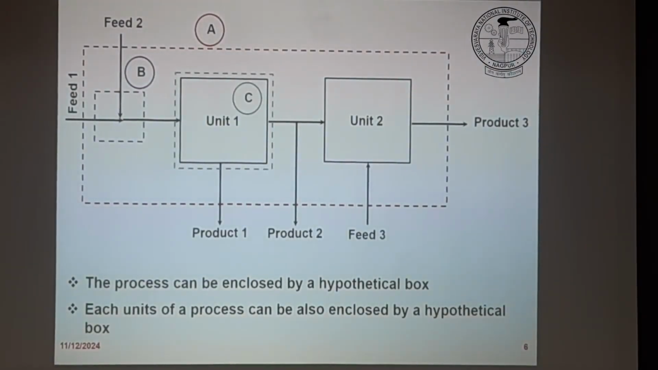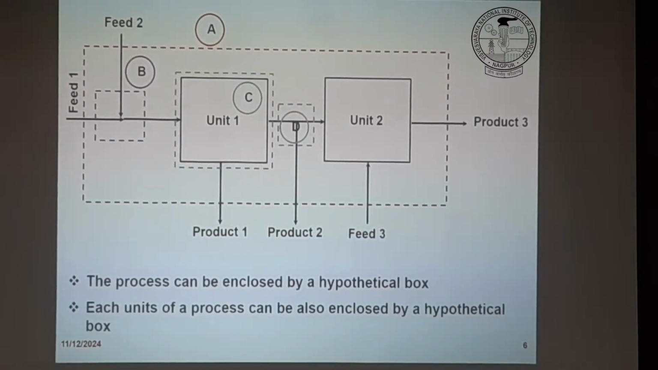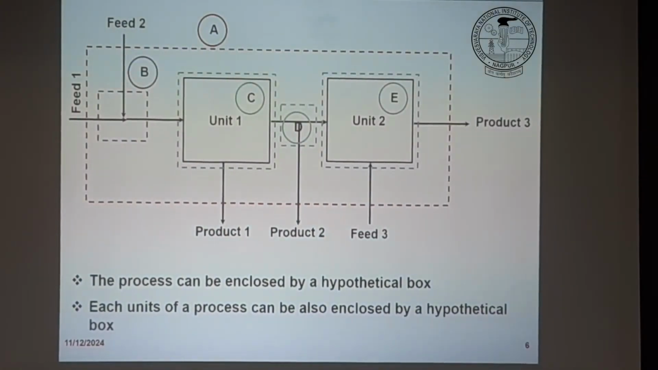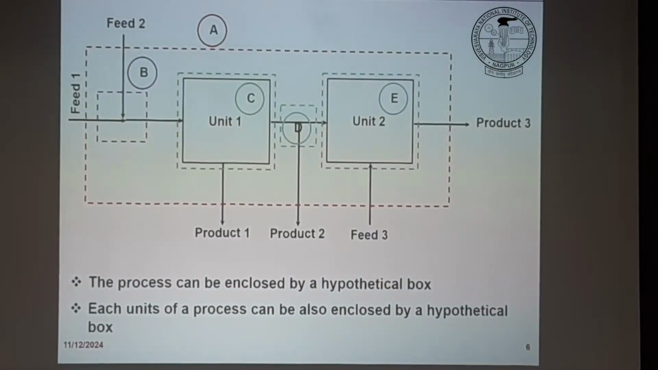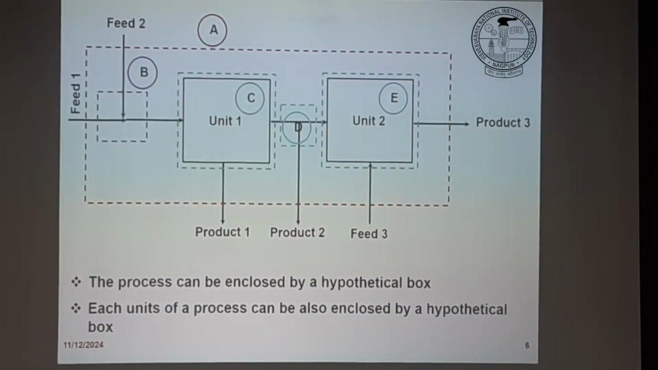So this is the unit. This is the third material balance across unit 1, and this is the fourth one, and this is the last one. Okay. So we have to make multiple material balances across each point where the composition may be changed or where maybe the energy may be changed. The same way we have to perform the energy balance across each unit. Okay.